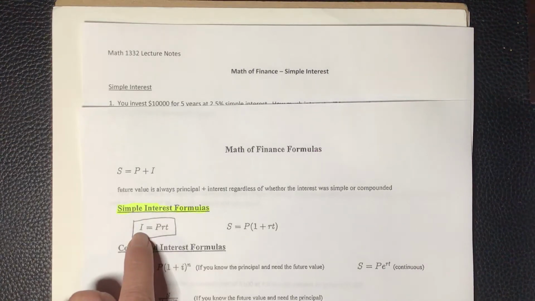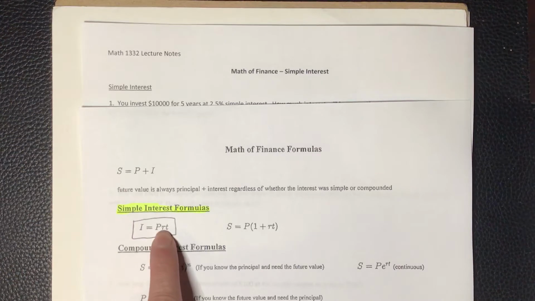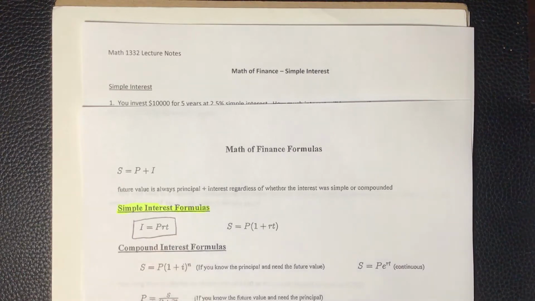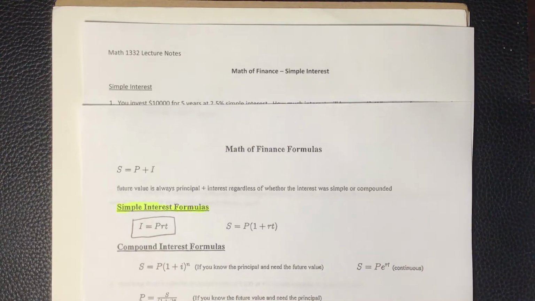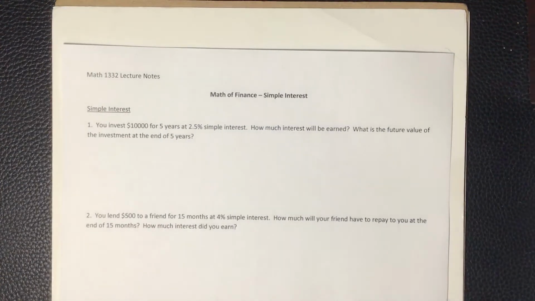So I is the interest, P is the principal, or the amount of money you put in, R is the interest rate, and T is time in years. To get the interest, we just have to multiply those three together. All right, so let's take a look at our first simple interest problem.